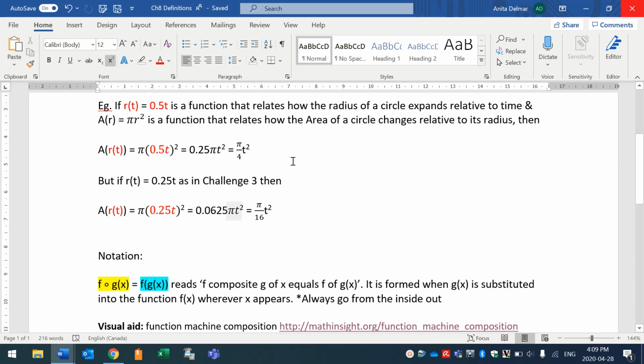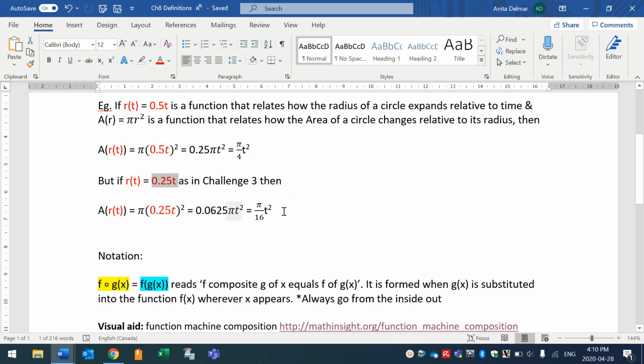And when you simplify that, it comes out to 0.25 pi t squared, or pi over 4 t squared as a fraction. But in this challenge number 3, what they're saying is if that relationship between radius and time was instead described by 0.25 t, then how would that change the denominator of this function here, a of r of t? And so we take our r of t, let me highlight it in red again here. It's now 0.25 t. And put it inside a of r, wherever there's an r. So we substitute in for r in pi r squared. Simplify it, and we get pi over 16 t squared.